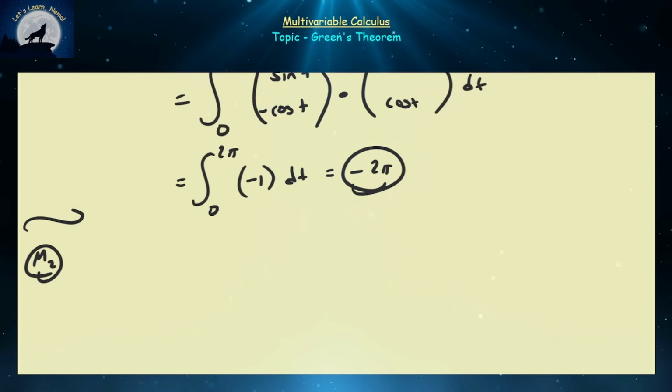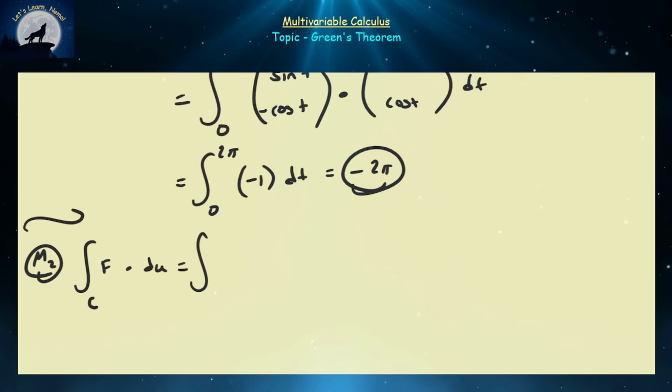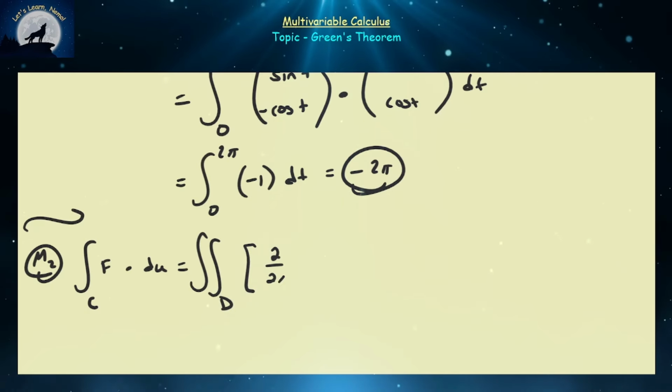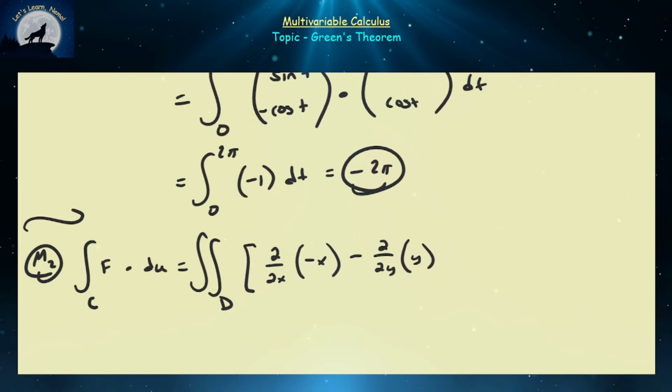Right? Now, no one said that this is the area of a circle, right? Yes, double integrals do give areas, right? But this is just the line integral of that vector field. So the integral of F du will be equal to the double integral over D of the partial derivative with respect to x of g, which is minus x, minus the partial derivative with respect to y of f, which is y, with respect to A.